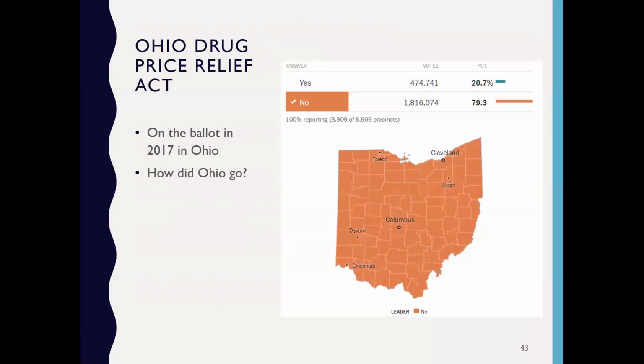Here's another one. This is the Ohio Drug Price Relief Act. It was on the ballot in 2017 in Ohio. What do you think happened? Overwhelmingly rejected, an 80-20 vote on this one. I don't know what the lobbying was like here, but I can assume it was a lot.